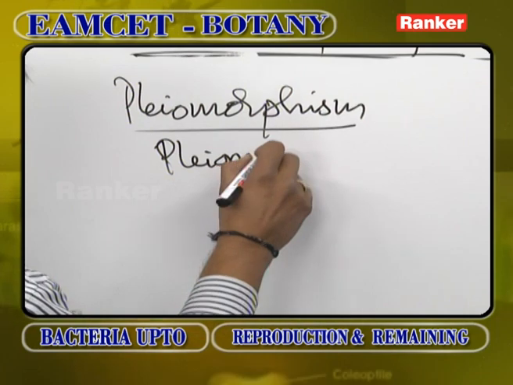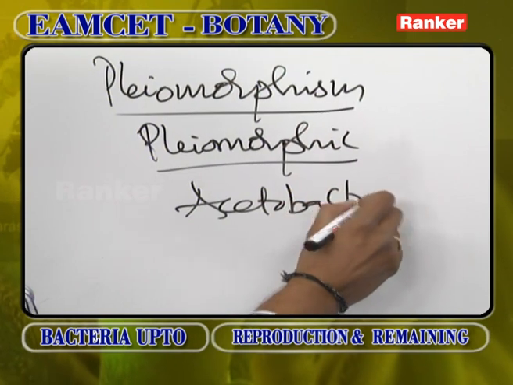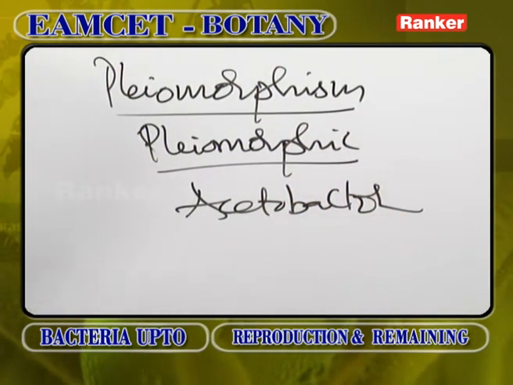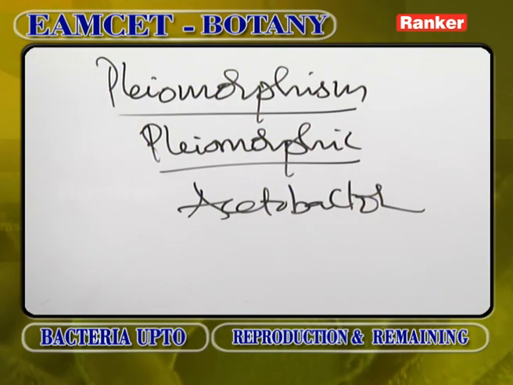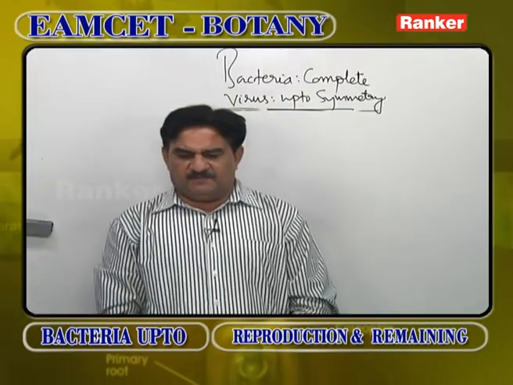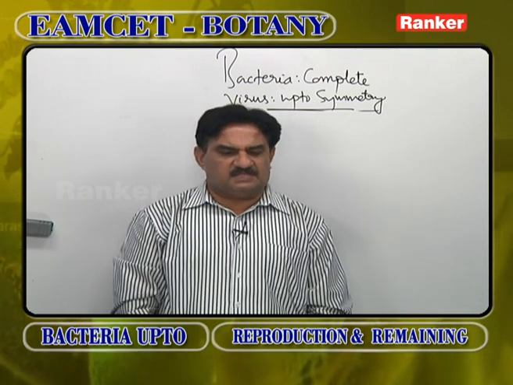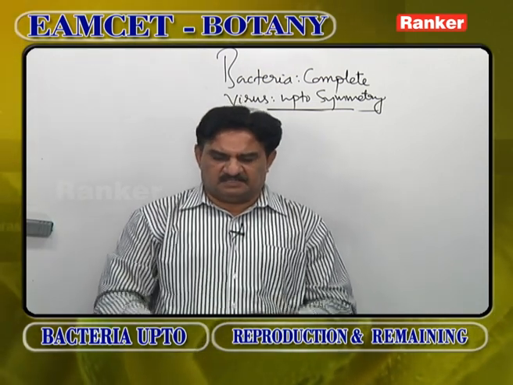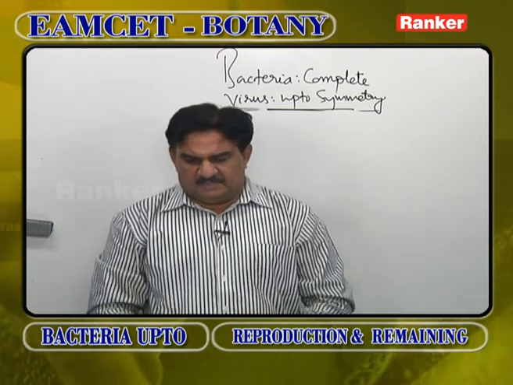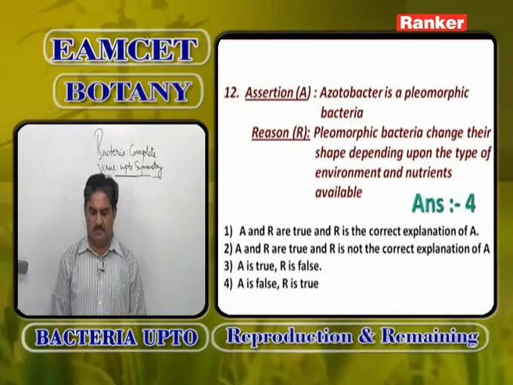The pleomorphic bacterium is Acetobacter. This Acetobacter changes its shape according to nutritional requirements and environmental conditions. So, the bacterium that exhibits pleomorphism is Acetobacter, not Azotobacter. So, the assertion is wrong. Pleomorphic bacteria change their shape depending upon the type of environment and nutrients available. So, this is correct. So, the answer is A is false, R is true.